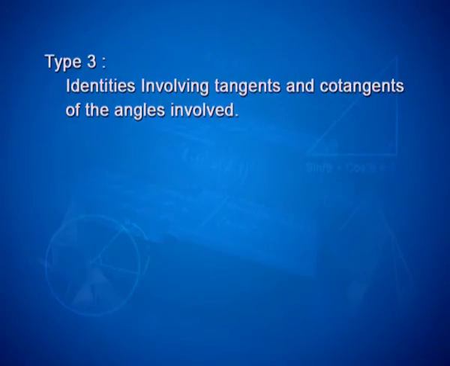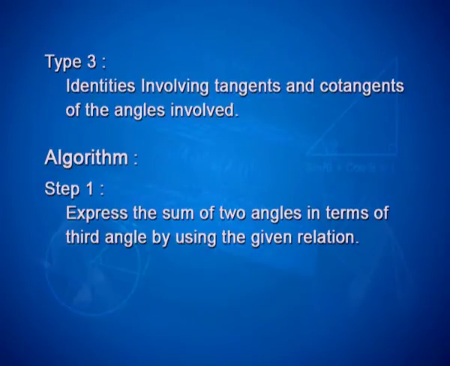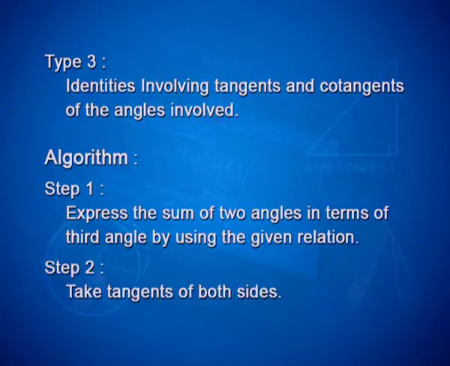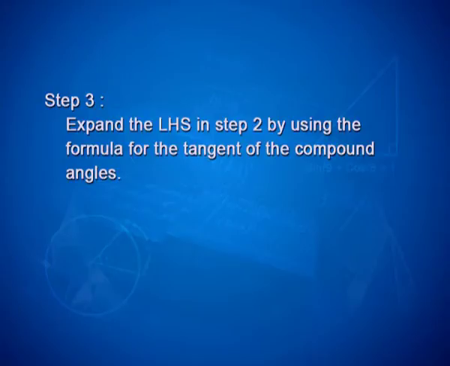Now, taking type 3 identities, identities involving tangents and cotangents of the angles involved. We have an algorithm for that. In step 1, express the sum of the two angles in terms of third angle by using the given relation. In step 2, take tangents of both sides. In step 3, expand the LHS in step 2 by using the formula for the tangents of the compound angles.